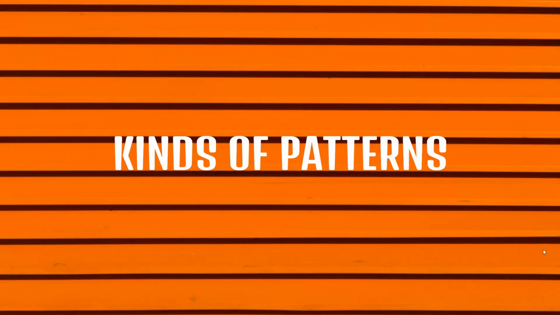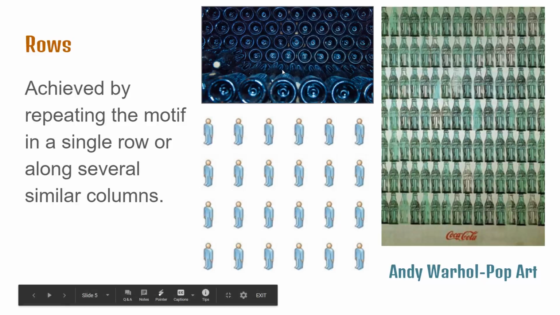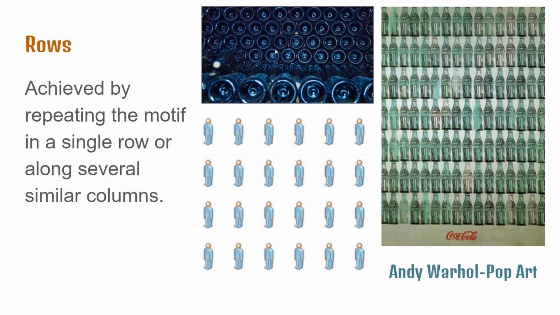There are different kinds of patterns where motifs are repeated. You can repeat a motif in rows. That's achieved by repeating it over and over again in columns, either vertically or rows horizontally. These images here show you some great examples. The little people standing in different rows and columns evenly spaced apart. The photograph near the top here shows a wonderful image of bottles lined up. I think they're like empty wine bottles or maybe Coke bottles, I'm not sure.